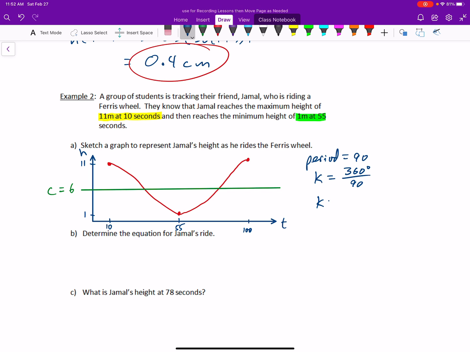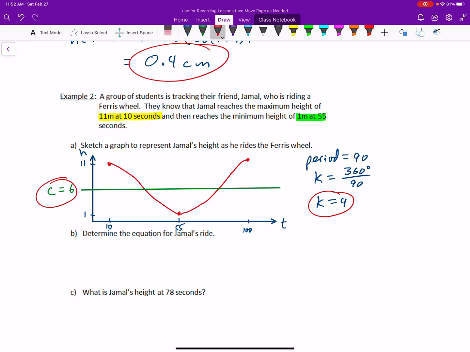K is going to equal 4. So there is another thing that I can plug in. What else do I need? Well, the amplitude. Remember, the amplitude is the max minus the min divided by 2. Mentally, 11 minus 1 is 10, divided by 2 is 5.